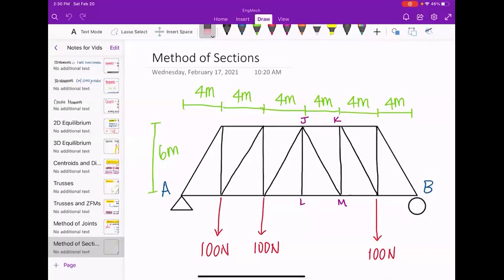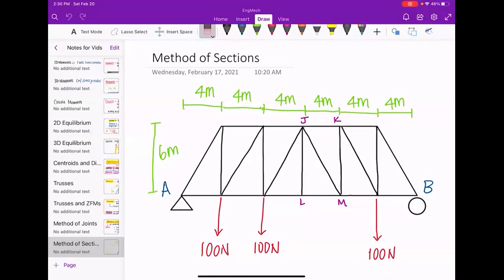All right, so I'm actually going to end up explaining method of sections first, because basically if you're not doing method of sections, that's when you do method of joints. So in terms of understanding when to do what, basically that's how I go through it. If method of sections doesn't work, then I use method of joints. So this is a truss. I can tell because it looks like a bridge.